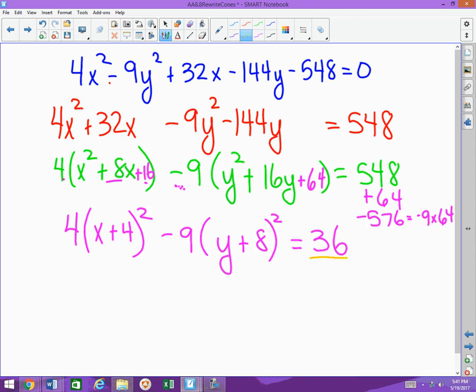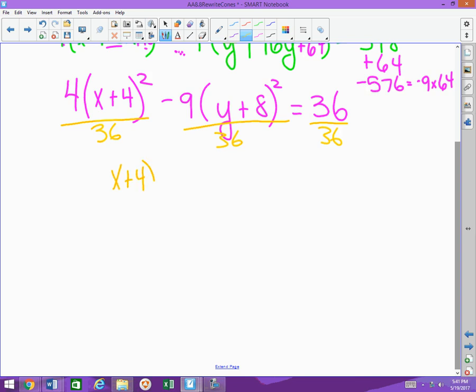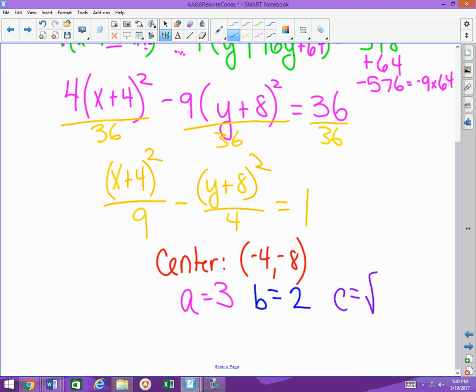Finally, we divide by 36, and we are left with x plus 4 squared over 9 minus y plus 8 squared over 4 equals 1. So our center is at negative 4, negative 8. The value of a is equal to 3. The value of b is equal to 2. And the value of c is equal to the square root of 97, because you take 9 plus 4 and the square root of that.